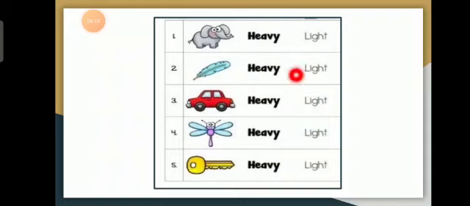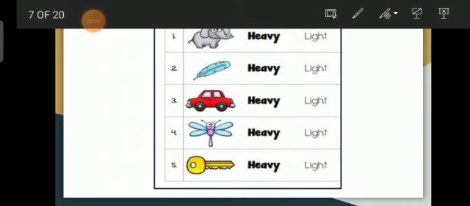On this slide, we have different objects, and there is written heavy or light. The correct option I will circle. The objects are elephant, feather, car, butterfly and a key. The options are given in front of these objects. Whatever the option is correct, I will circle it. Let's solve this slide now.